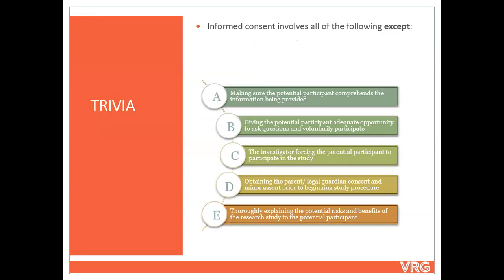Again, we'll do a little trivia here. You can check your knowledge. Informed consent involves all of the following except which one? A, making sure the potential participant comprehends the information being provided. B, giving the potential participant adequate opportunity to ask questions and voluntarily participate. C, the investigator forcing the potential participant to participate in the study. D, obtaining the parent or legal guardian consent and minor assent prior to beginning study procedures. And E, thoroughly explaining the potential risks and benefits of the research study to the potential participant.